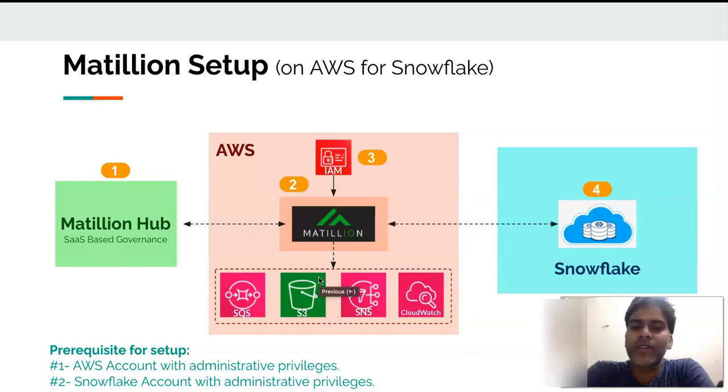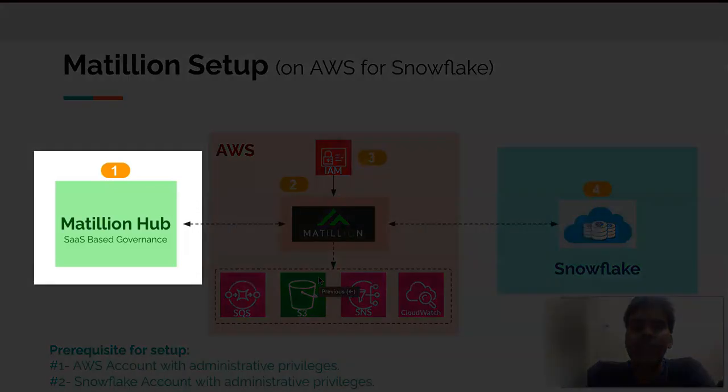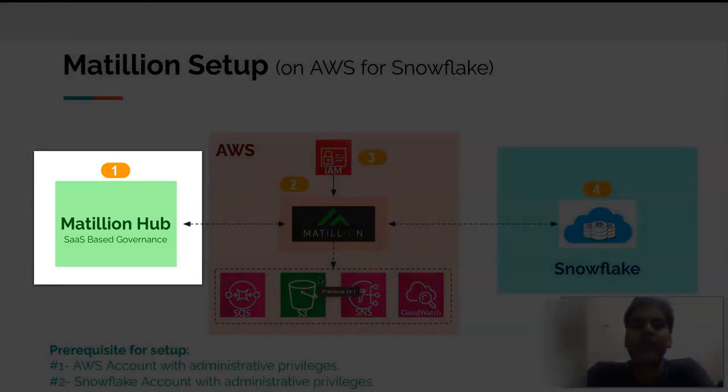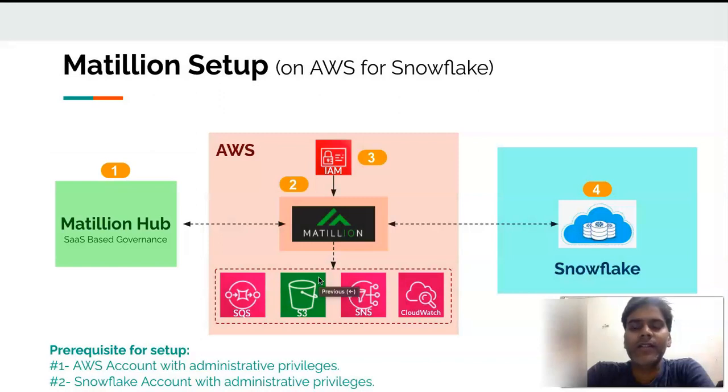In this diagram, there are 4 components. One is Matillion Hub. Matillion has started governing Matillion usage through SaaS-based governance. It means it has a centralized portal where you first register, and then you register your EC2 instance, the Matillion server which is running. Once you register on Matillion Hub and connect to your Matillion server, only then does the Matillion application get activated.